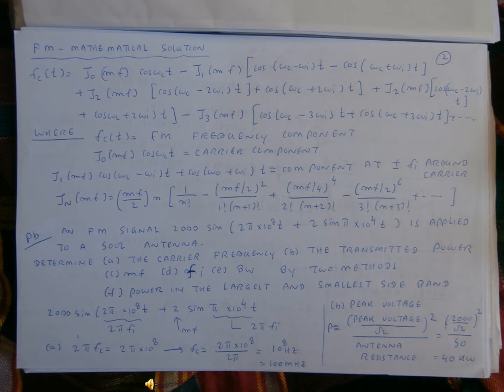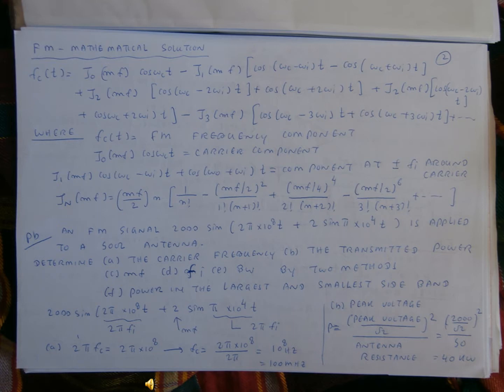The frequency modulated signal 2000 sin(2π × 10^8 t + 2 sin(π × 10^4 t)) through a 50 ohm antenna. Find the carrier frequency, the transmitted power, mf, fm, bandwidth, and the largest and smallest sideband power.